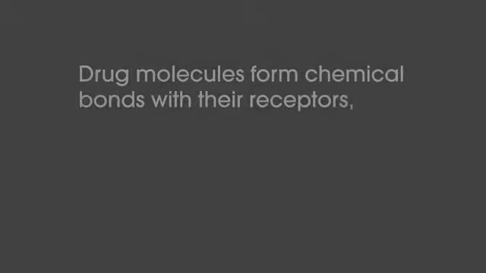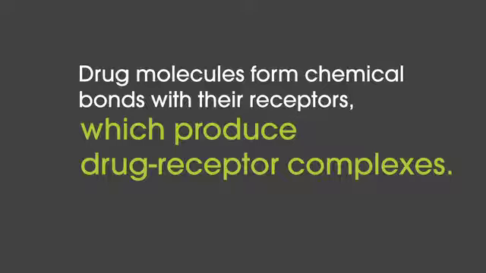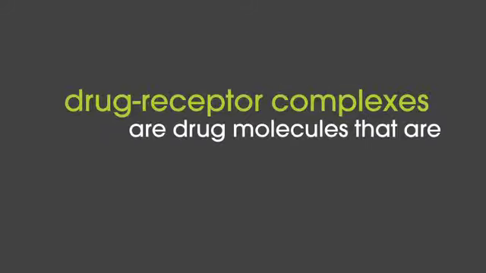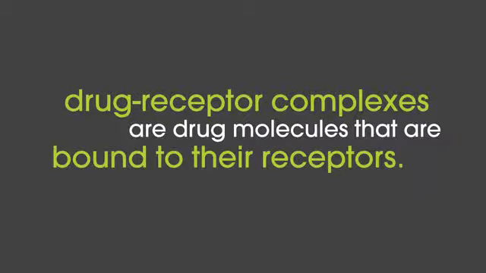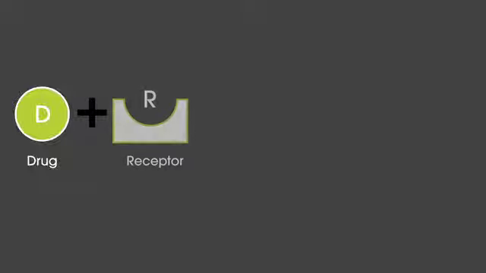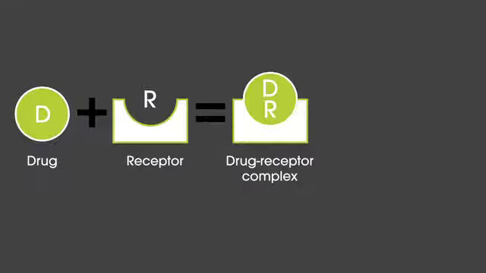Drug molecules form chemical bonds with their receptors, which produce drug-receptor complexes. Simply put, drug-receptor complexes are drug molecules that are bound to their receptors. Once a drug has been introduced to the body and has reached its target tissues, drug-receptor association begins. This is the process by which drug-receptor complexes are formed.